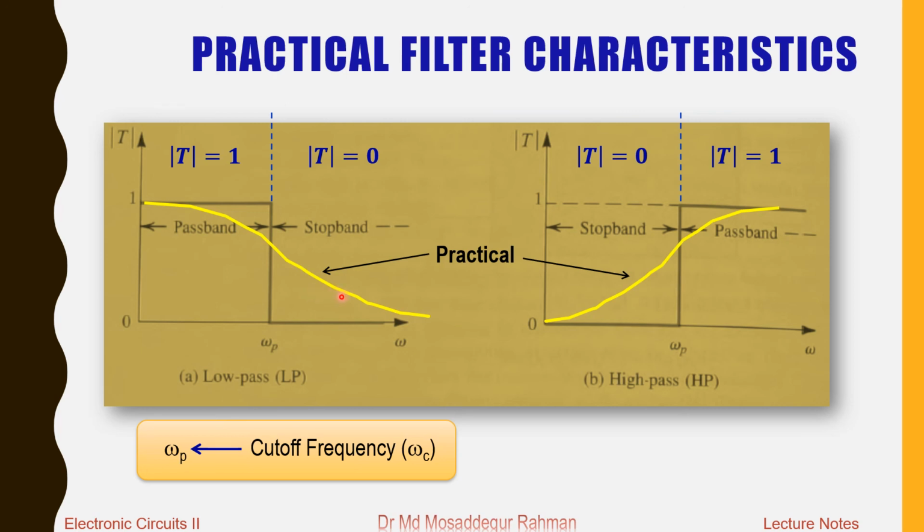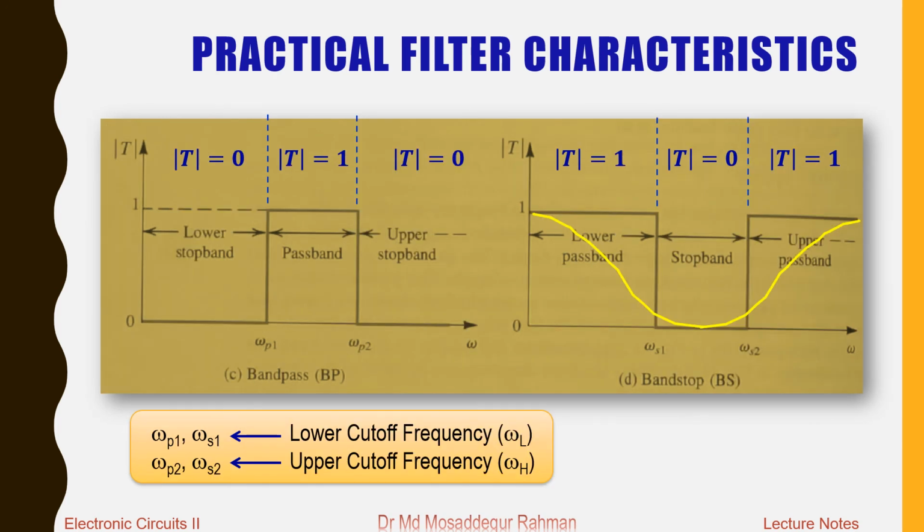These are the plots for the transmission, how it varies with frequency, also known as the frequency response plot for the practical filters, and this is how they differ from the ideal filters. The same thing we can show for the band pass and band stop filters. So we have the ideal filters, and on top of the ideal filter characteristics we superimpose the characteristics of a practical band pass filter.